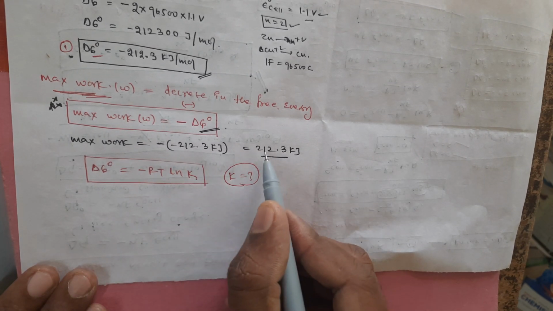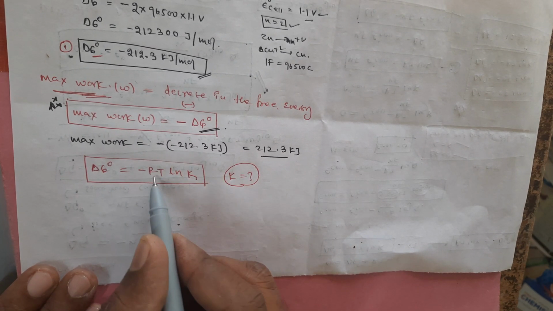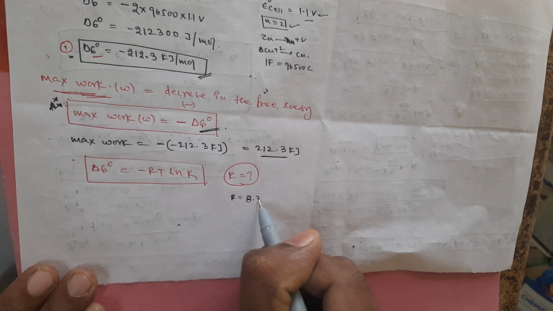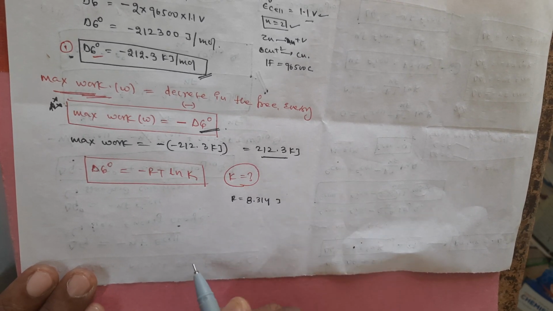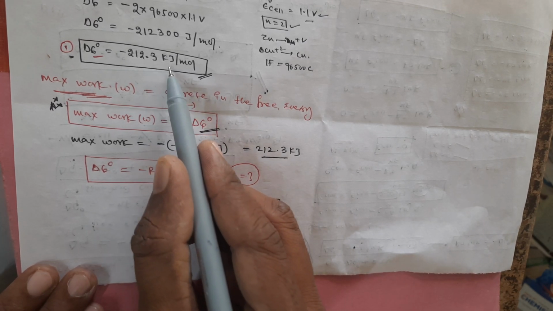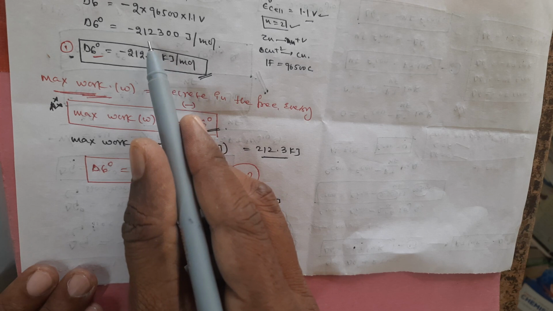Now see, delta G naught we got the value. You can take it in joules, because the R value is taken in joules. The R value in joules is 8.314. So we are taking joules, so delta G naught also you take in joules. Here in kilojoules it is minus 212.3, and in joules what is it?